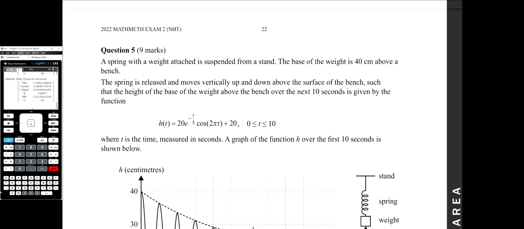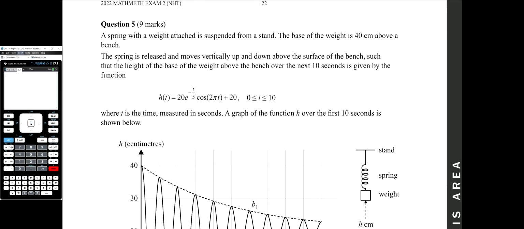Now moving on to what I believe is the final question of the exam. So doc 4.1 again, add calculator, and what have we got? A spring with a weight attached is suspended from a stand. The base of the weight is 40 centimeters above a bench. The spring is released and moves vertically up and down, and we are told that the height of the base of the weight is given by a function.